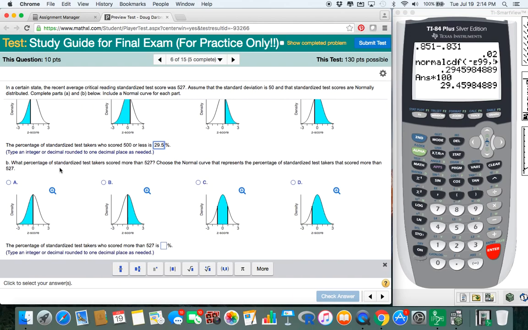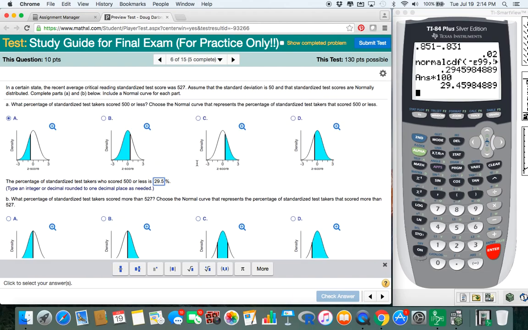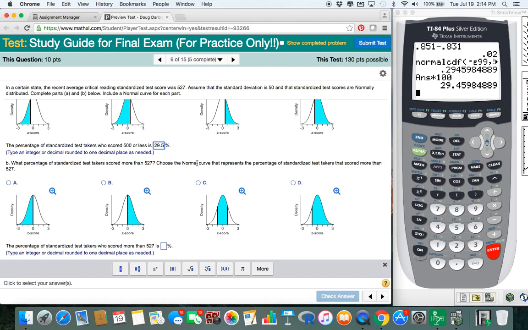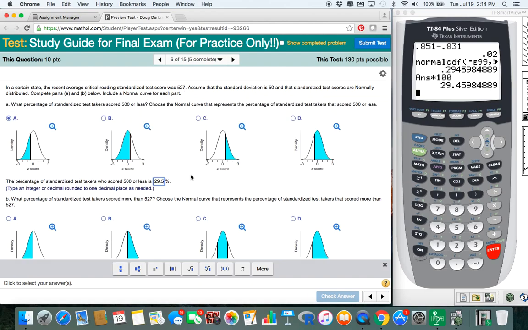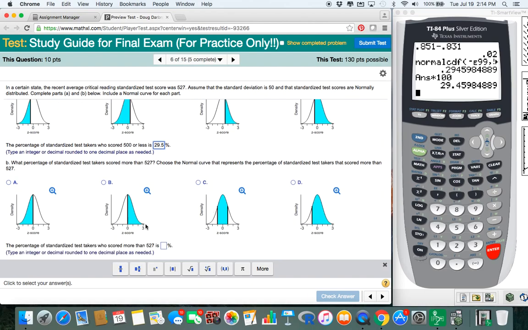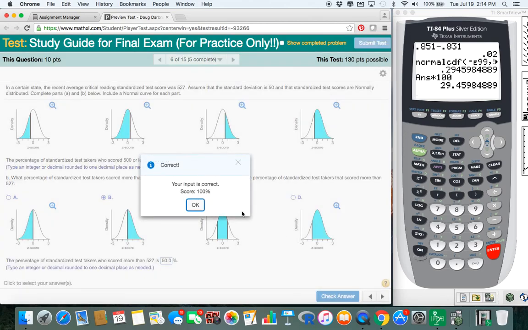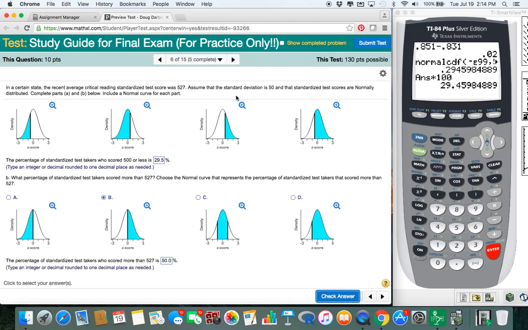All right, what percentage of standardized test takers scored more than 527? Well, guys, think about it. 527 is the mean. Greater than the mean is just going to be finding the value in the middle, and it's going to be everything to the right of it. And gang, the percentage has to be 50%. All right, that was an easy question.